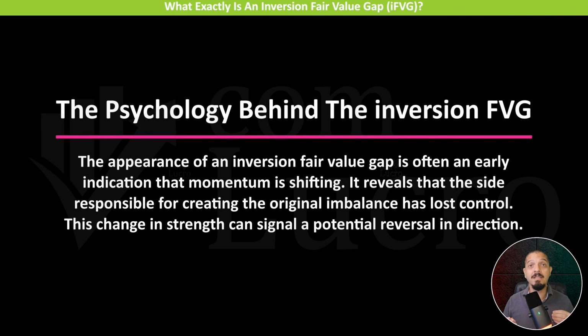Now, let us understand the psychology behind the inversion FVG. The appearance of an inversion fair value gap is often an early indication that momentum is shifting. It reveals that the side responsible for creating the original imbalance has lost control. This change in strength can signal a potential reversal in direction.